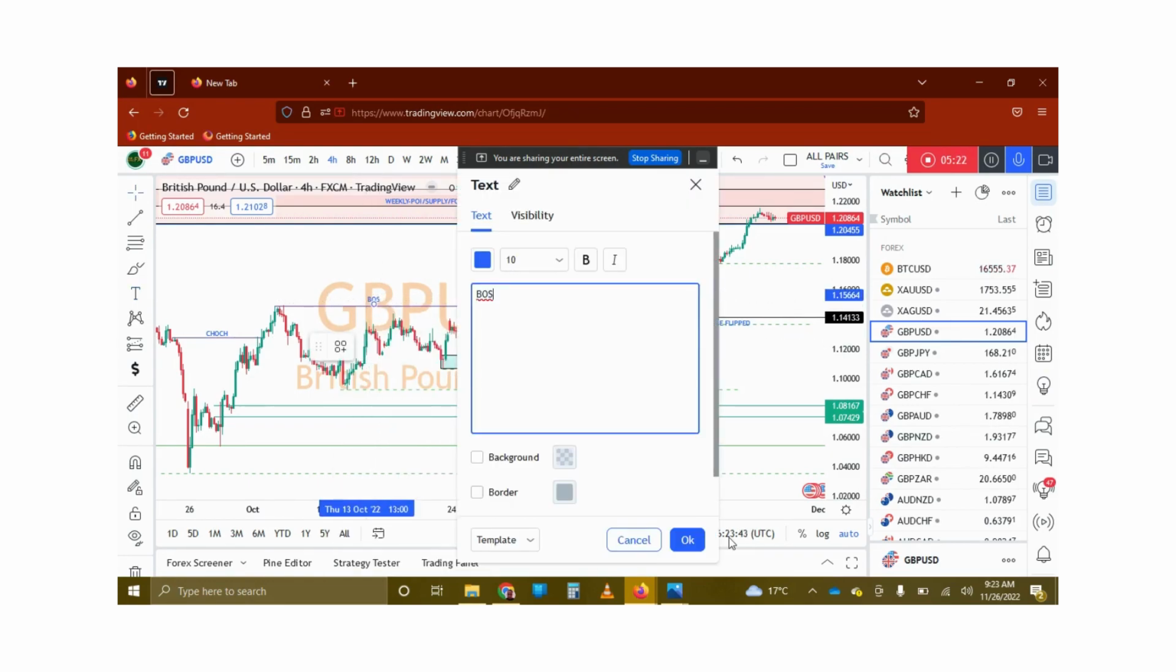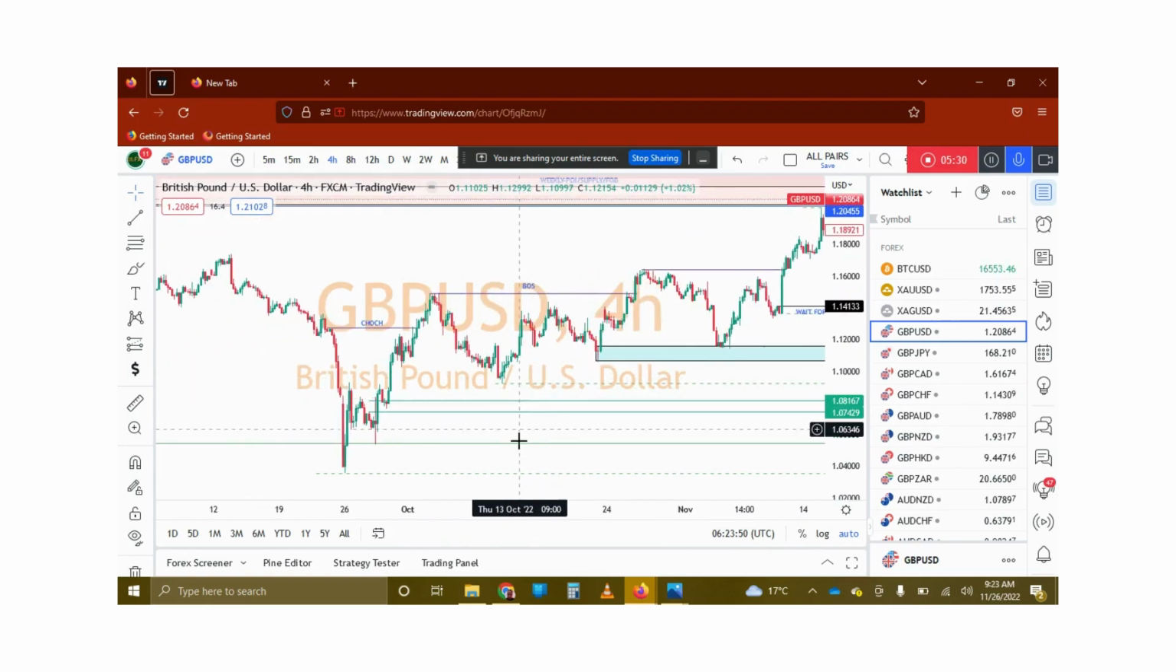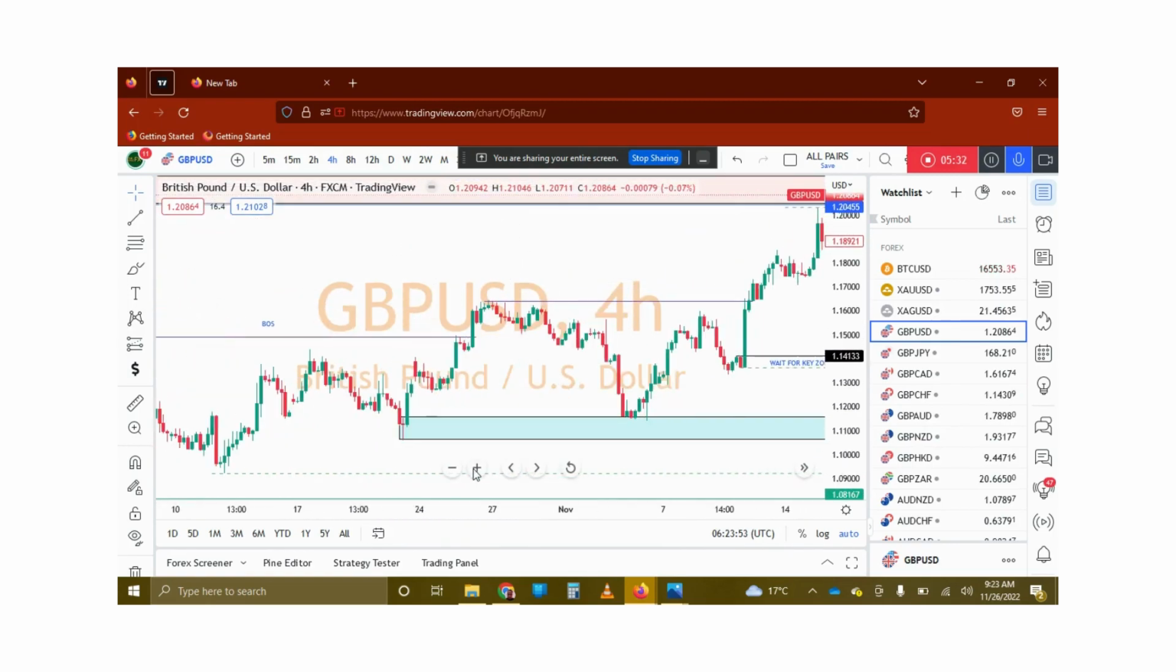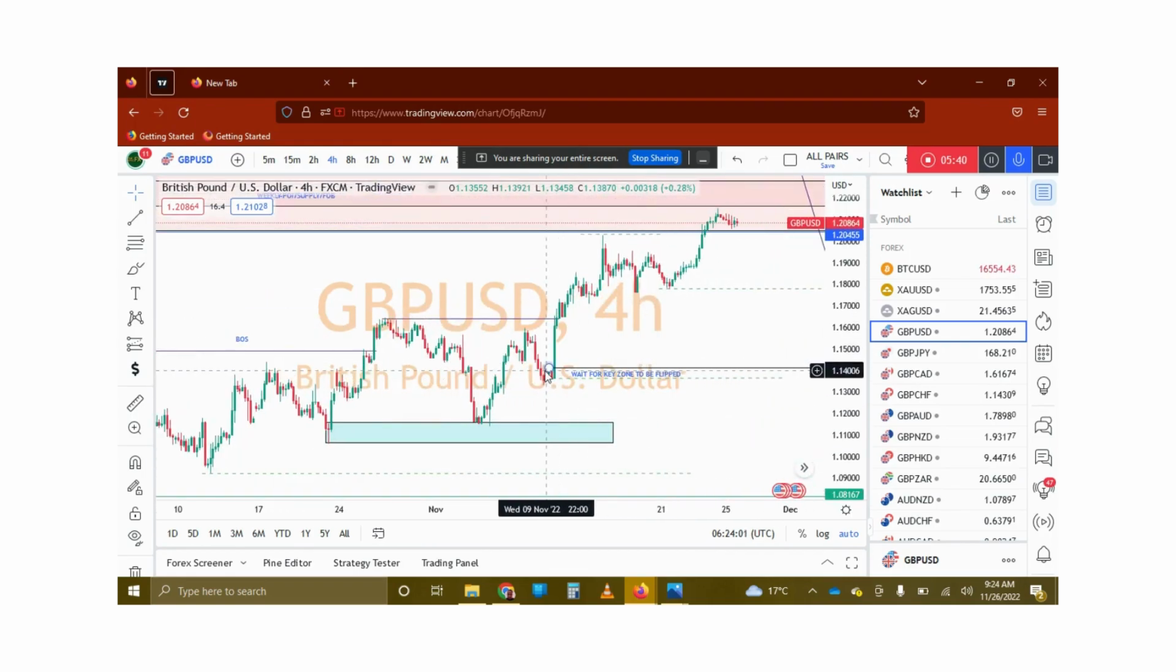Break of structure. Good. So when this high was broken, the market came back to this region where there was a fresh order block. This is an inefficiency. This is a fresh order block. And the market tapped the fresh order block and it's proceeding upwards.